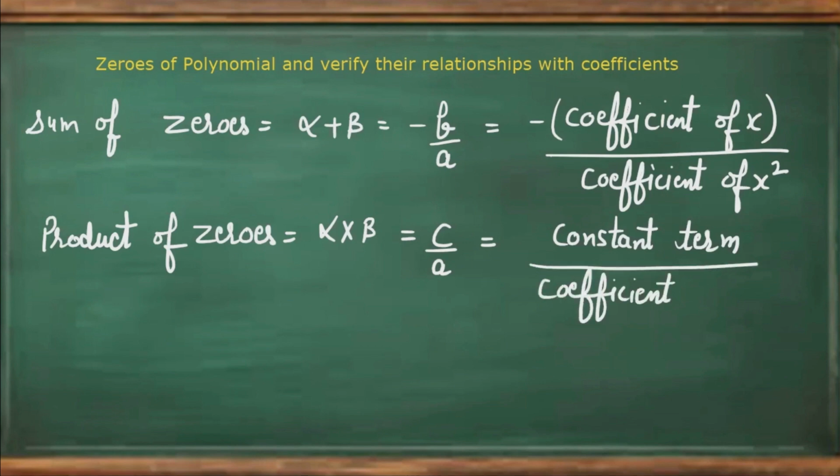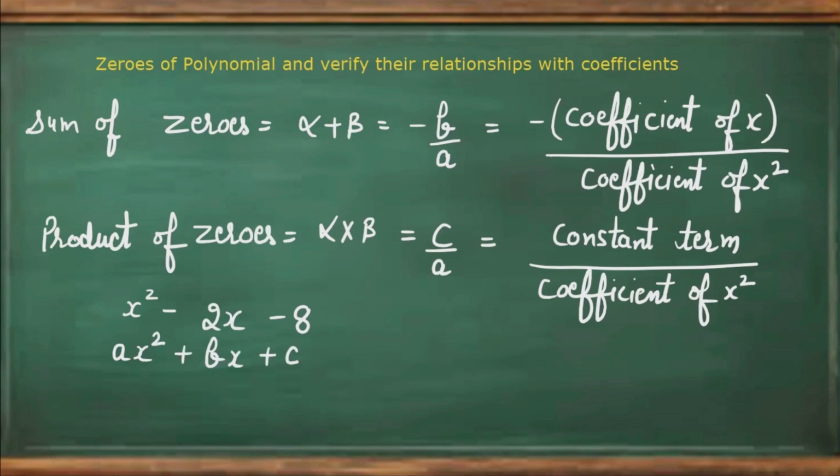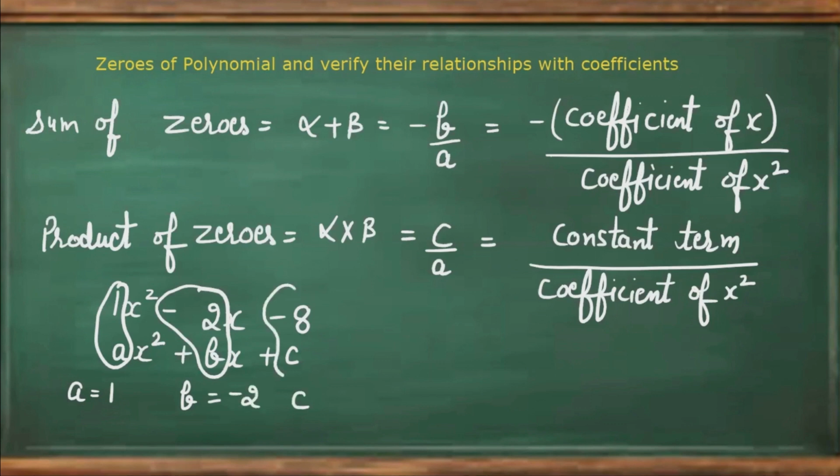Now let's take an example of a quadratic equation: x square minus 2x minus 8. If we compare this equation with the standard quadratic equation ax square plus bx plus c, we can get the values of a, b and c. Since there is no coefficient written with x square, that means it is 1. So a is equal to 1, b is equal to minus 2 and c is equal to minus 8.